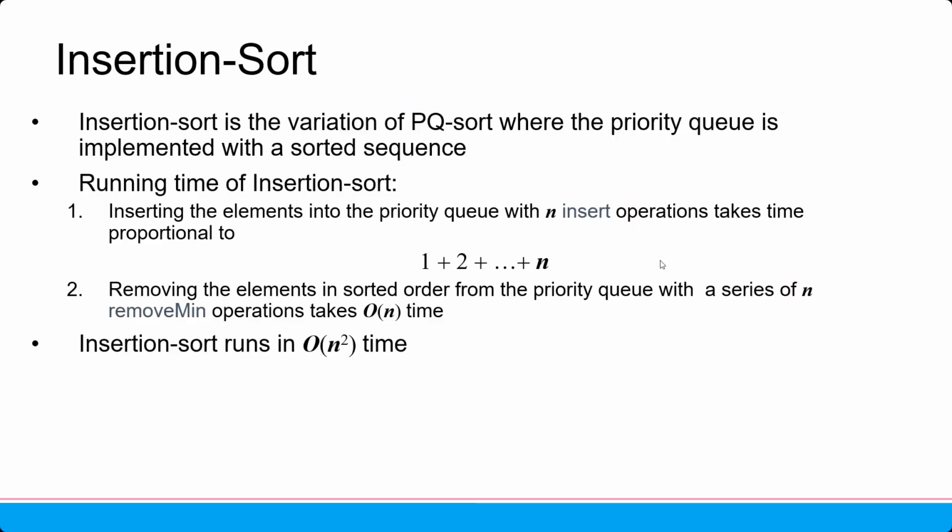There's another kind of sort. We call it insertion sort. The insertion sort is the variation of PQ sort, the priority queue sort, where the priority queue is implemented with a sorted sequence. So the sorted sequence means we will sort first, and then insert later.